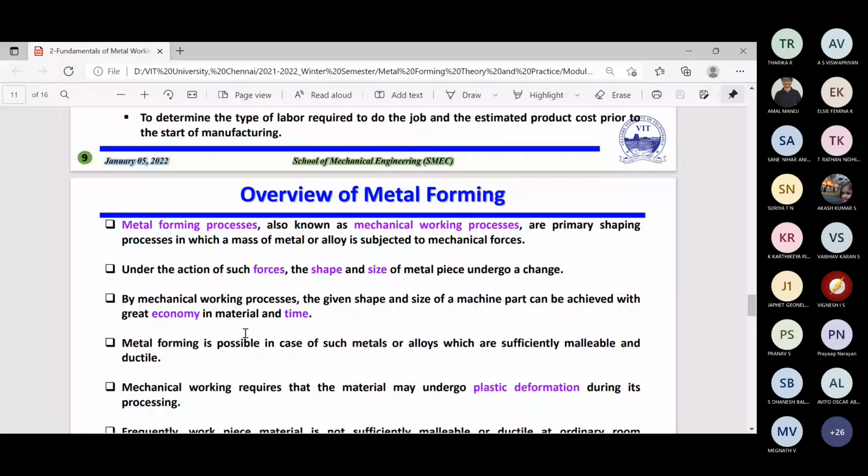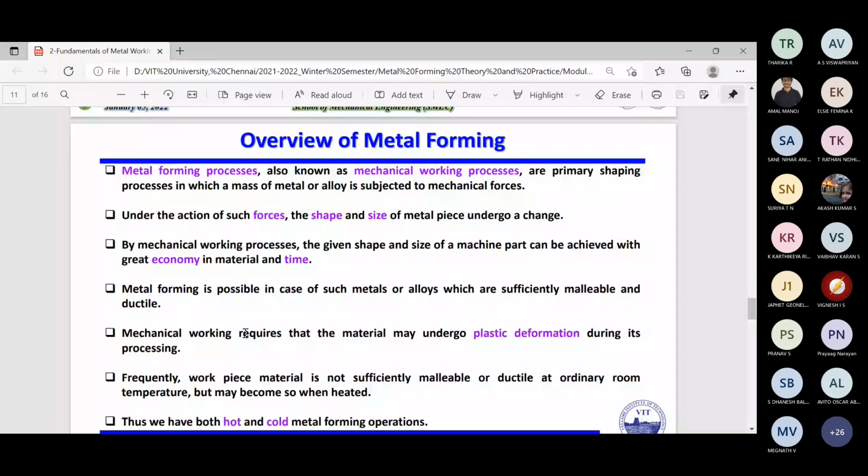Then we have to go to metal forming. So what is actually metal forming? The metal forming processes, known as the mechanical working processes, are the primary shaping processes, and do not misuse this word again. I told you the primary is from the raw material, the continuous process, but this is known as the primary shaping process. This is not the primary and secondary I told you in the beginning. This is the primary shaping process in which a mass of metal or alloy is subjected to mechanical forces. That means you have to give some mechanical forces so that you can produce different products. Under the action of such forces, the shape and size of the metal piece undergo a change.